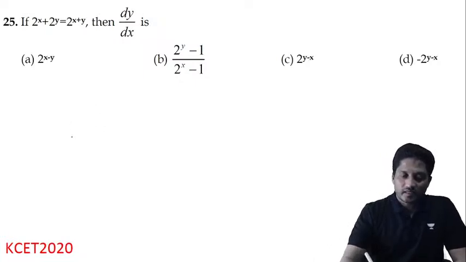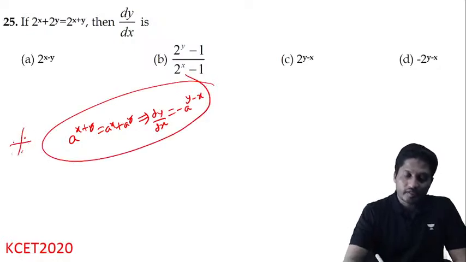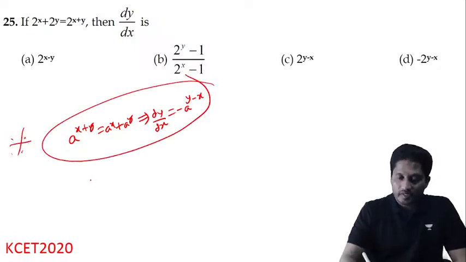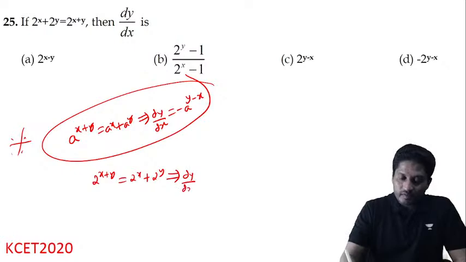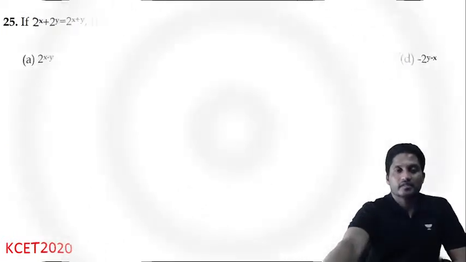See, it's a standard result, right? When you have a power x plus y is equal to a power x plus a power y, then dy by dx is always equal to minus a to the power of y minus x. NCERT exemplar worked out example. Similarly, if I have, suppose, 2 power x plus y is equal to 2 power x plus 2 power y, then dy by dx is always equal to minus 2 to the power of y minus x. Answer is option D. Let's move to the next question.